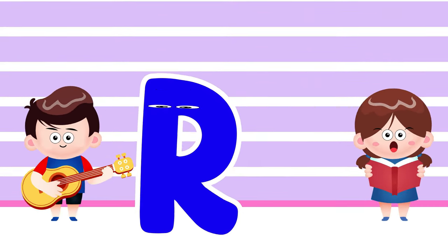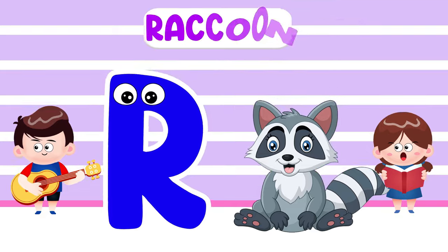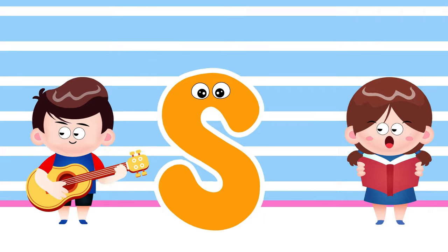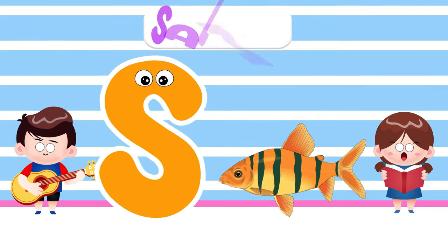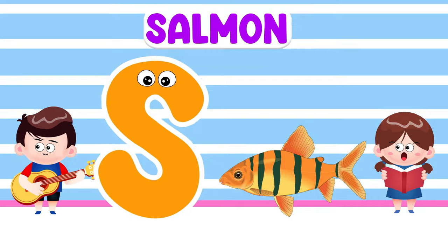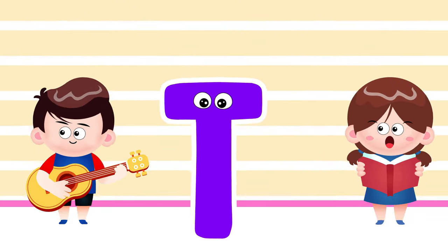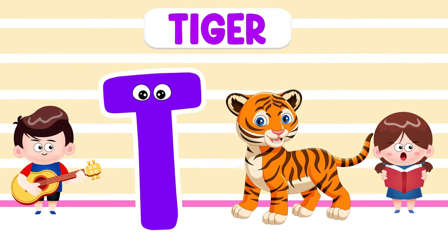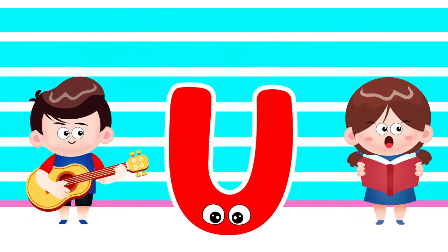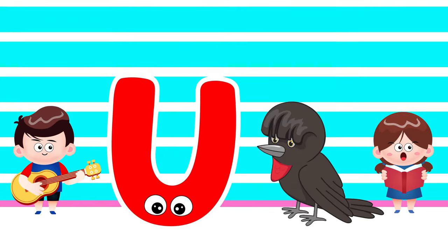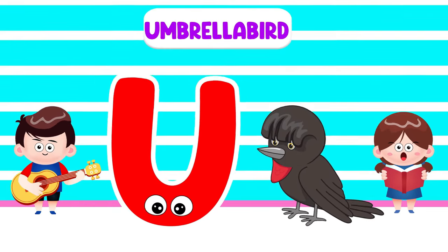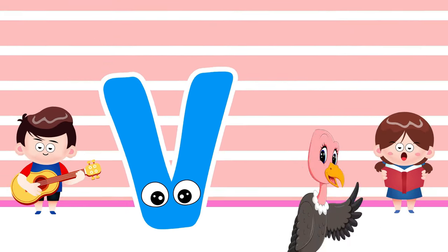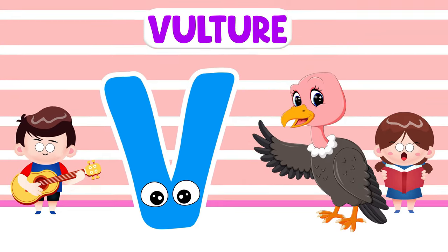R. R for raccoon. S. S for salmon. T for tiger. U. U for umbrella bird. V. V for vulture.